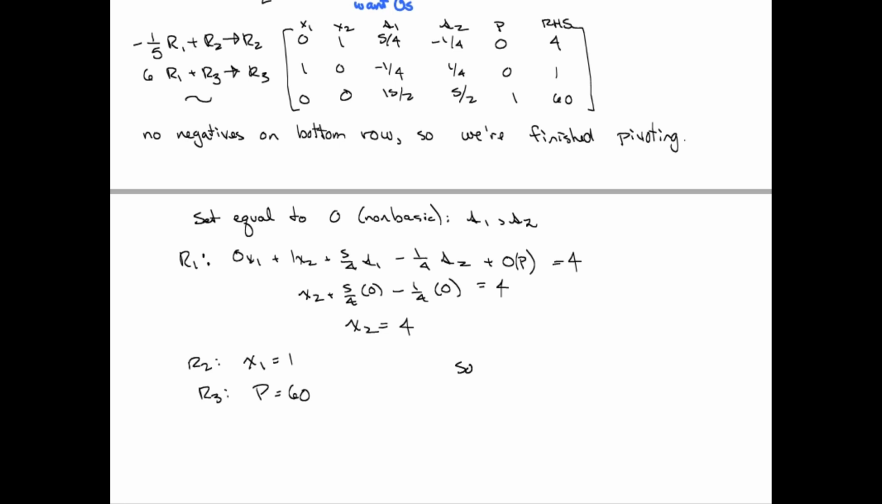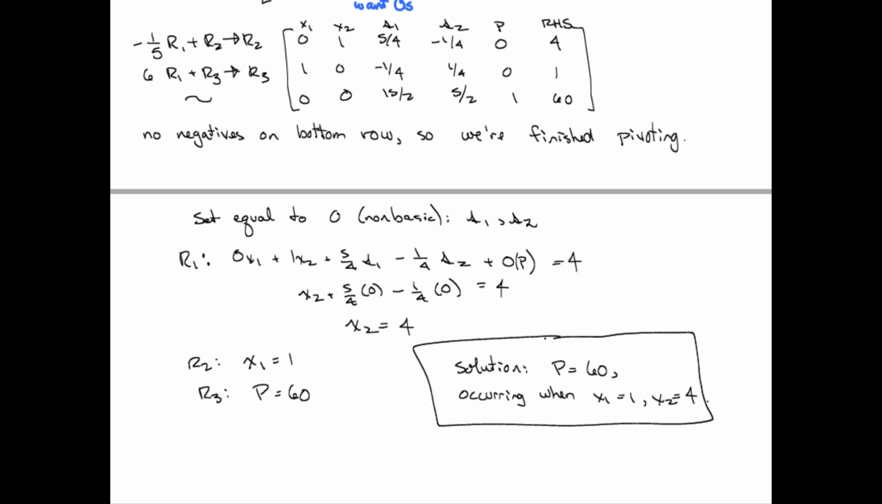So my solution is, make sure that you give the maximum value of your objective function. So we're going to give P equals 60. And this is going to occur when x1 is equal to 1 and x2 is equal to 4. That's the solution to our problem.